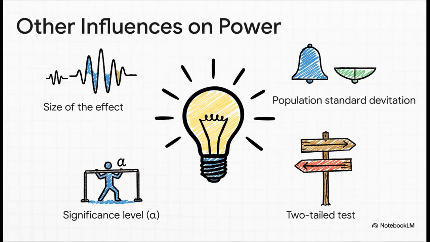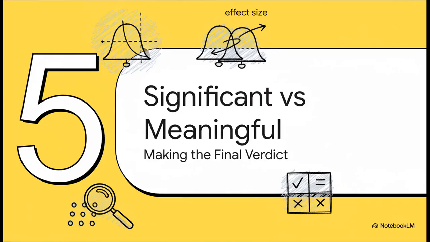Now, sample size is huge, but it's not the only thing that matters. Your power also depends on, well, the size of the effect itself. Obviously, bigger effects are just easier to spot. And it's also affected by some of the choices you make as a researcher, like what you set your significance level, or alpha, to.